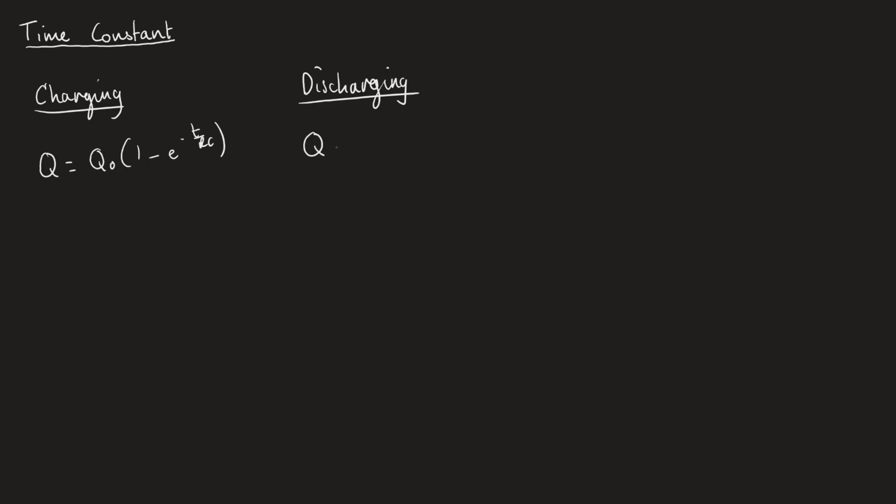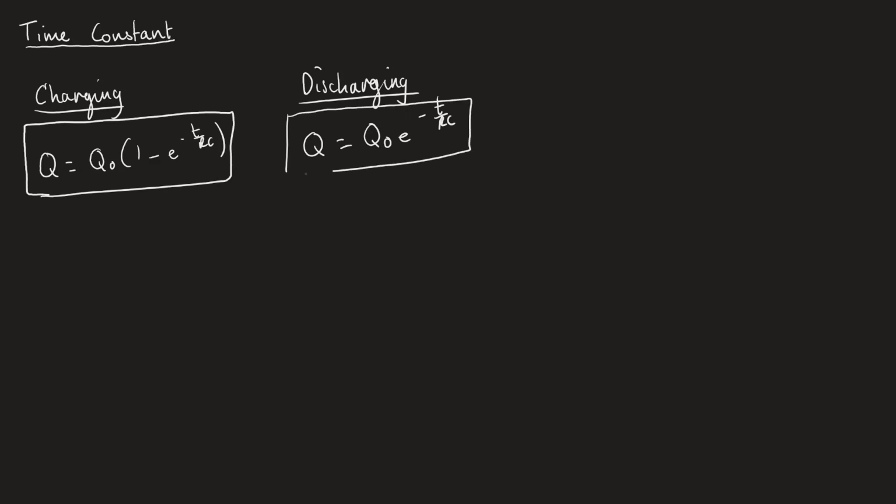If you remember from charging and discharging, if I take a capacitor and charge it up, the charge is going to vary as Q0 (1 minus e to the minus t over RC). And if I discharge the capacitor, the charge changes as Q0 e to the minus t over RC. These two equations are both on your formula sheet. We said these will also work for potential difference, but current will only have a decay.